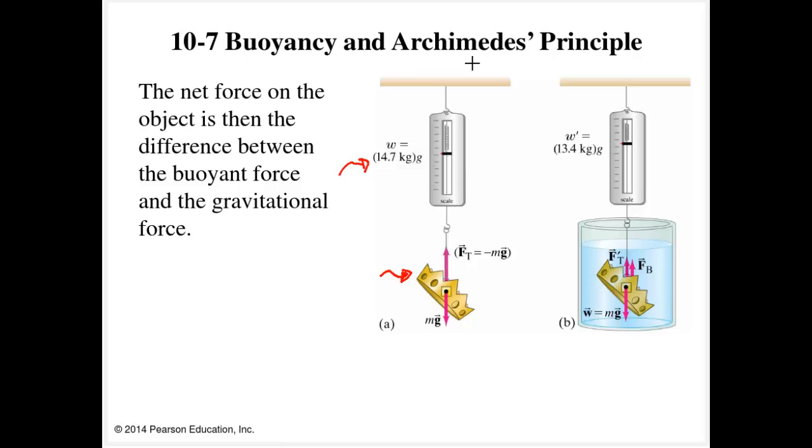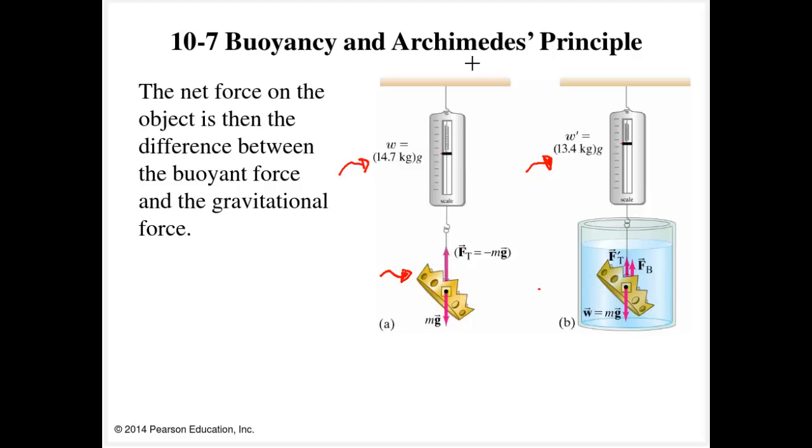we can measure its weight to be 14.7 multiplied by gravity, so many newtons. Now if we take that same crown and dunk it in water, we're going to read an apparent weight which is much less. It would be, say, 13.4 kilograms multiplied by gravity.